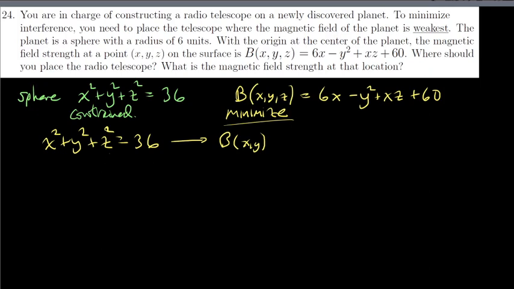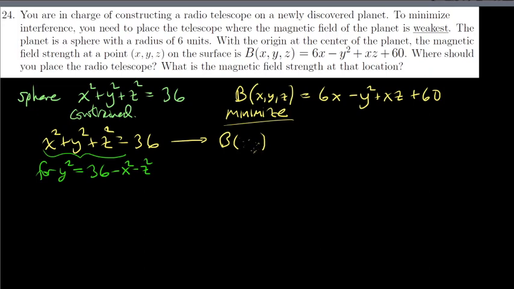So look at the form of B. We have 6x plus xz minus y squared. The only term that has a square in it is the minus y squared. So it's probably better to solve this equation for y, or rather for y squared. When you solve it for y squared, you get 36 minus x squared minus z squared. So rather than solve for z, why don't we solve for y?